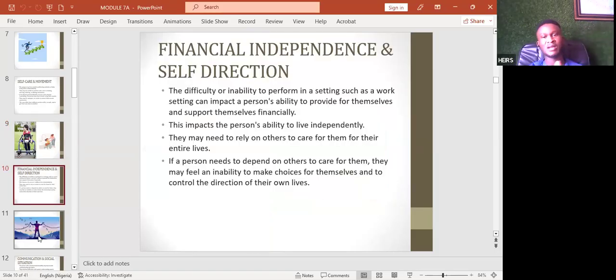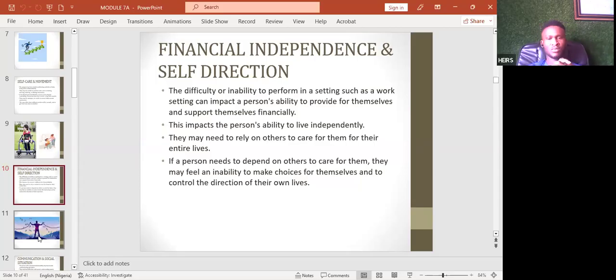So this impacts the person's ability to live independently. They can't live by themselves. They have to live on someone. They may need to rely on others to care for them for their entire lives. Now, if a person needs to depend on others to care for them, they may feel an inability to make choices for themselves and to control the direction of their own lives.